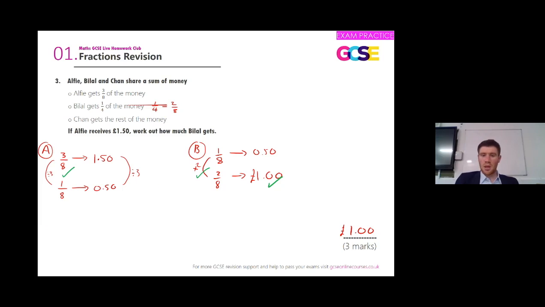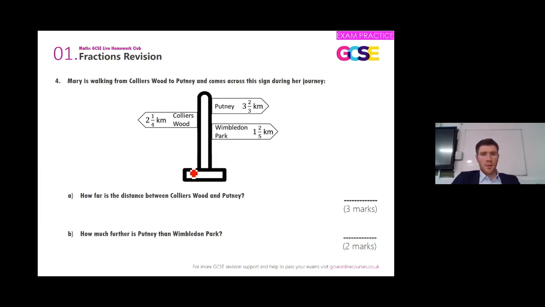Okay, moving on. Mary is walking from Collierswood to Putney and comes across this sign. Fine. We've got Collierswood off to the left, we've got Putney off to the right, with the various distances given to us, and we've also got Wimbledon Park. So a third place. She's not walking there, but it's also on our signpost. Maybe we will need to use it.